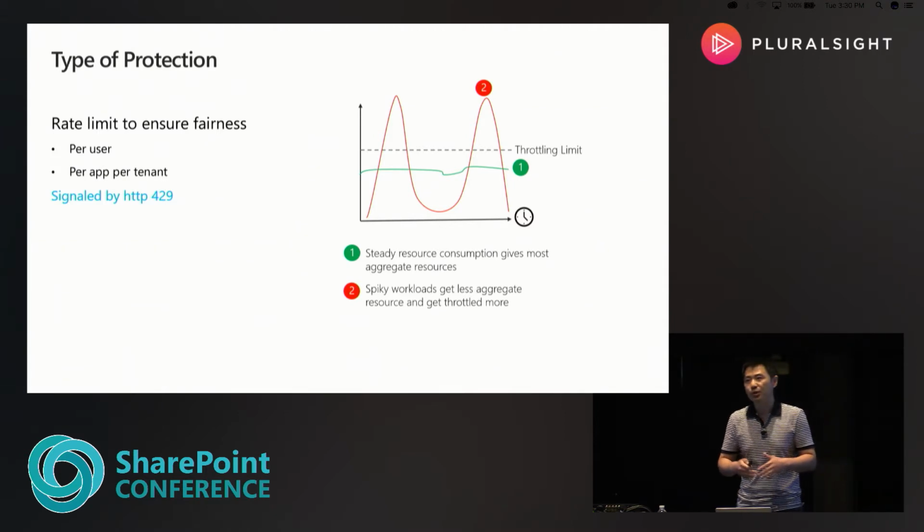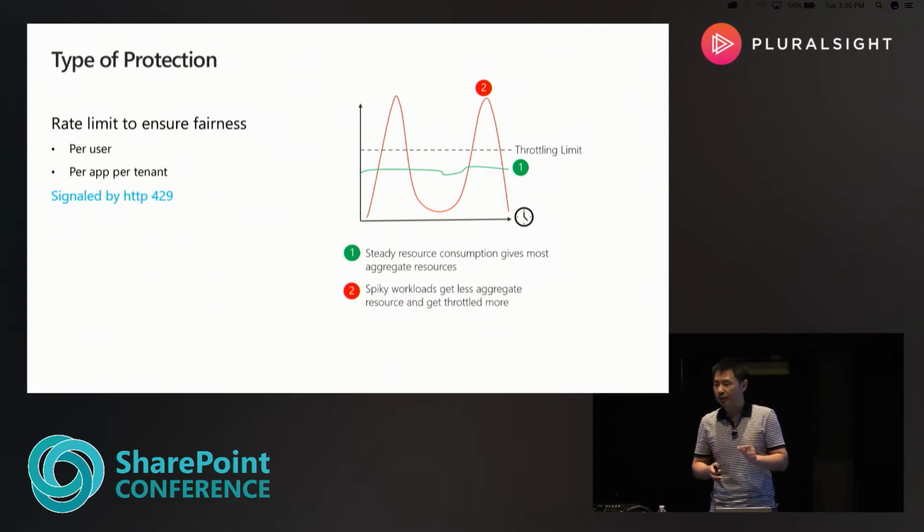Generally, the app should just honor this HTTP return code, and then try to come back later. Since it will generally work on the next try, usually the throttling period is really, really short.